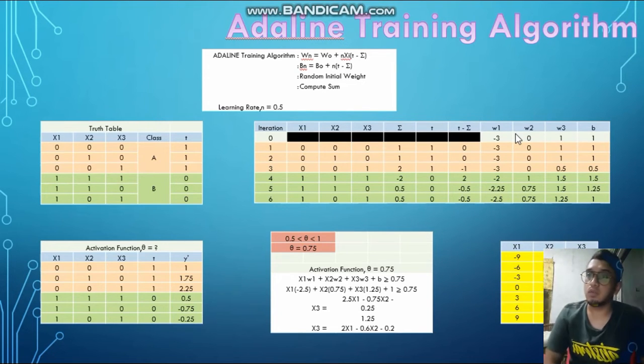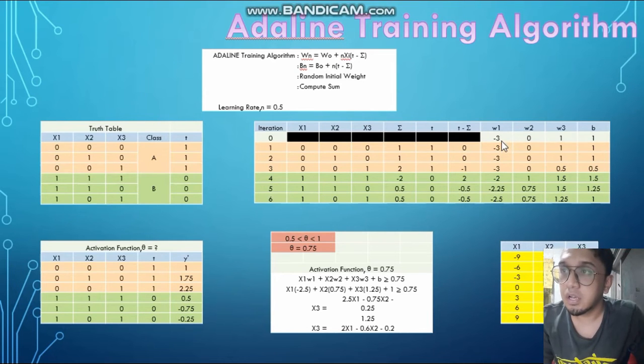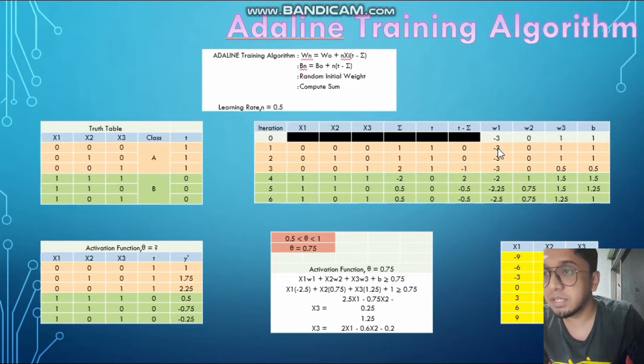So we calculate w1 first, which is w old is -3 plus n, which is the learning rate 0.5, times x1, which is 0, times t minus summation, which is 0. So t minus summation is based on t minus 1 minus 1, which is we got 0.